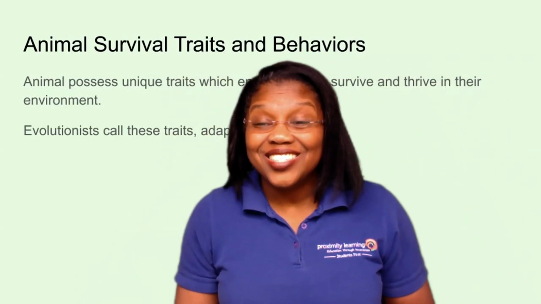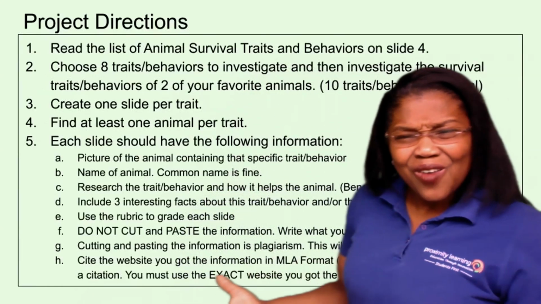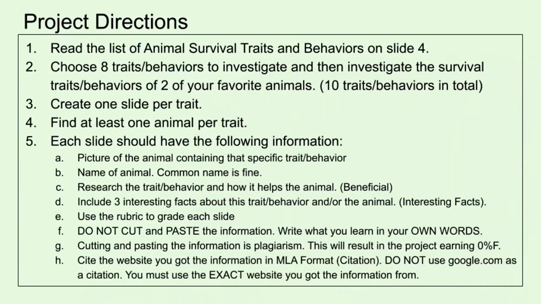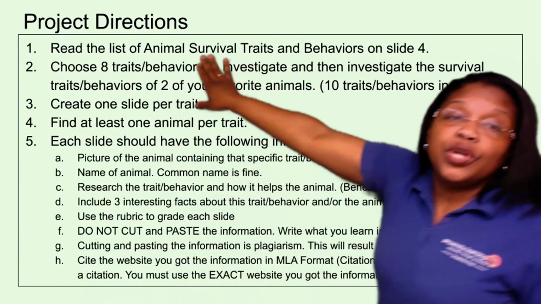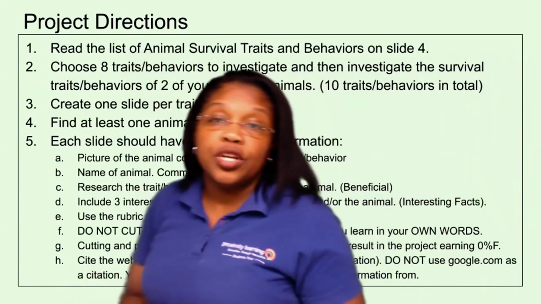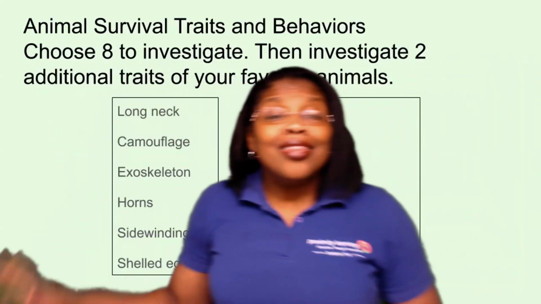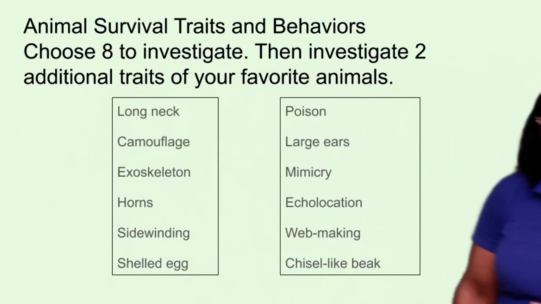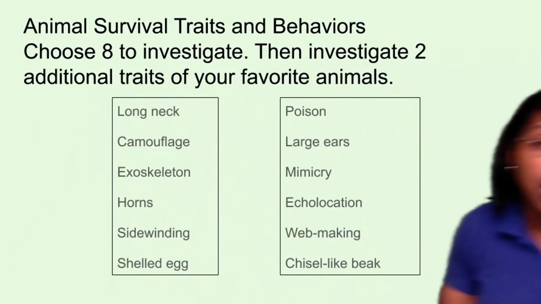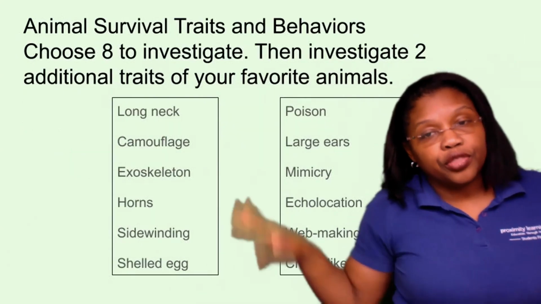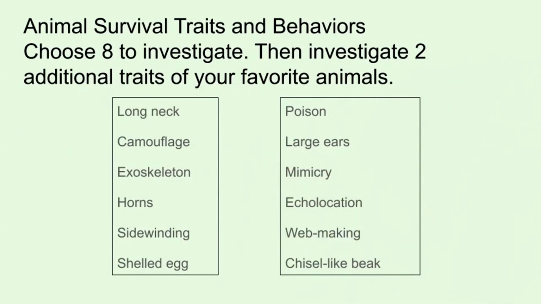So you guys are going to do a project. What is this project, Miss Okay? Well, first of all, step 1 says to read the list of animal survival traits and behaviors on slide 4. So why don't we do that? So go right over here to the list. Now, this is by no means an extensive list. We all know there's way more behaviors and traits out there than what's here. But here is just a sample of 12 of them.